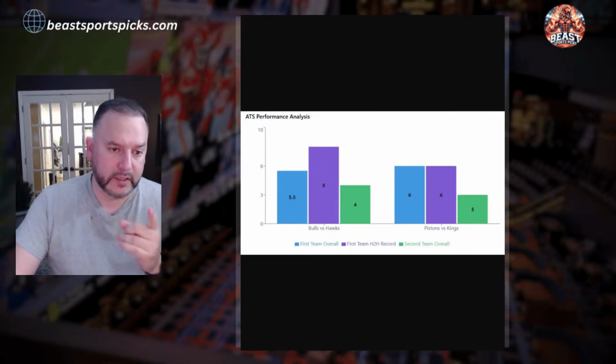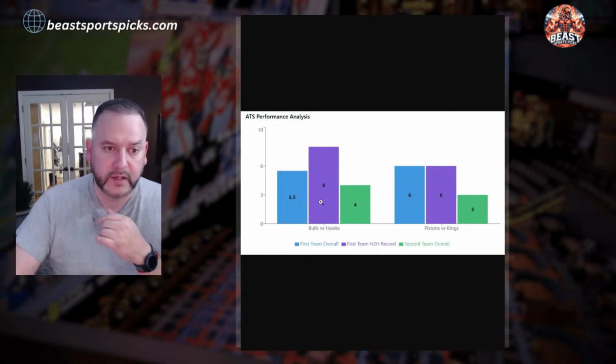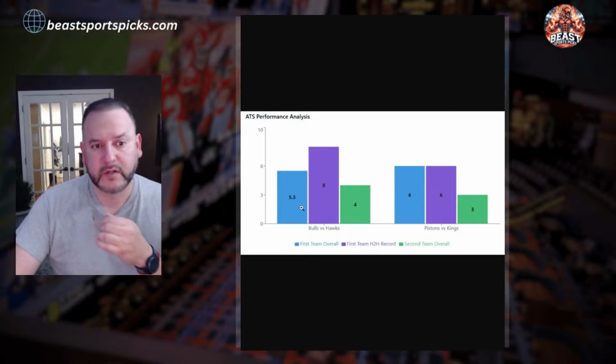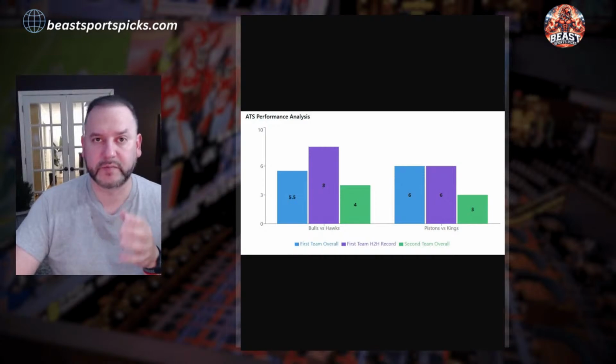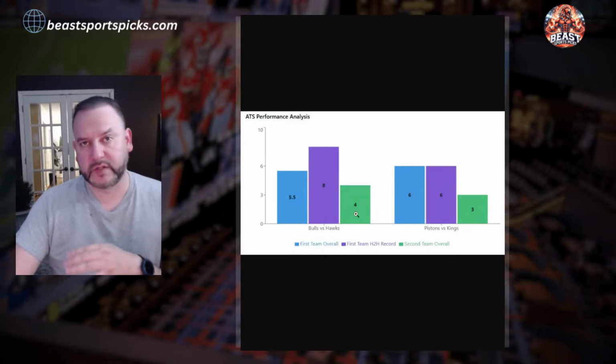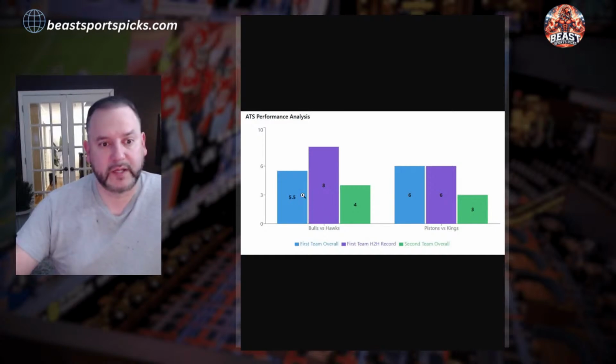What this means here is that, for example, right here on the left side, the Bulls, 5.5. And then you've got the head-to-head. So the Bulls have hit 6 out of the last 10 overall. And then when they faced the Hawks, they've covered the spread 8 times, and vice versa, the Hawks only covered 4 times. I know it's a little difficult to explain, but in this scenario, the Bulls are looking much better.